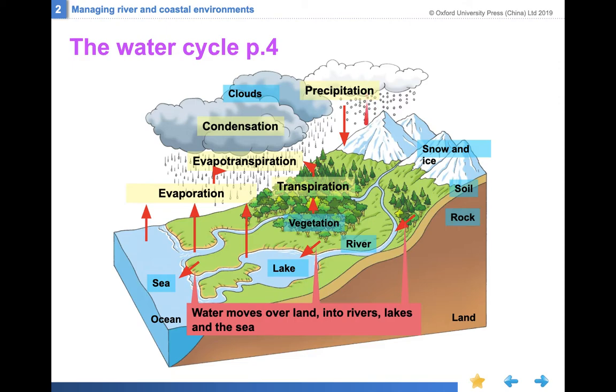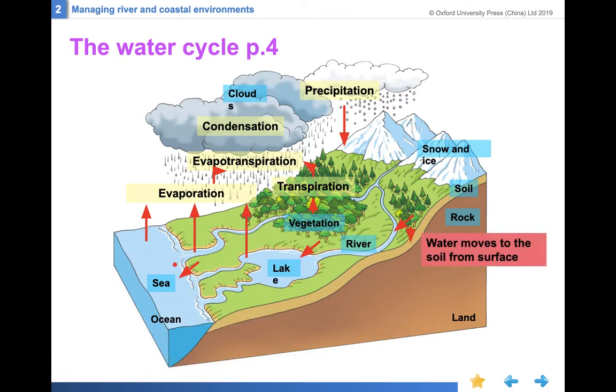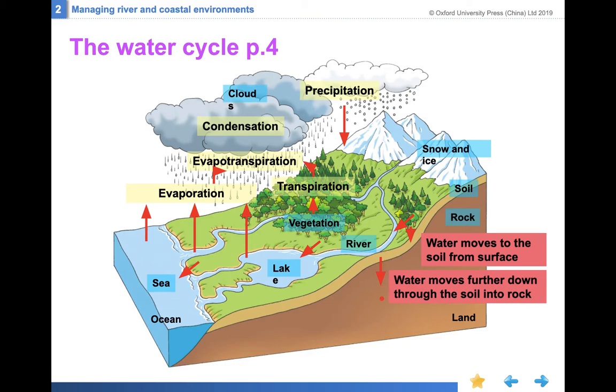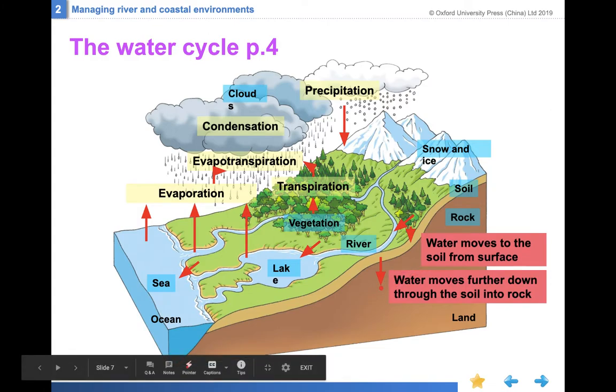While the precipitation happens, the rainwater or the melted snow could move over the land back to the lake, the river, or the sea and the ocean. Some of them will move from the soil down to the subsurface. Okay, this is the second layer, lighter color. And furthermore, the water could also go further down through the soil into the rock. Okay, a harder layer.